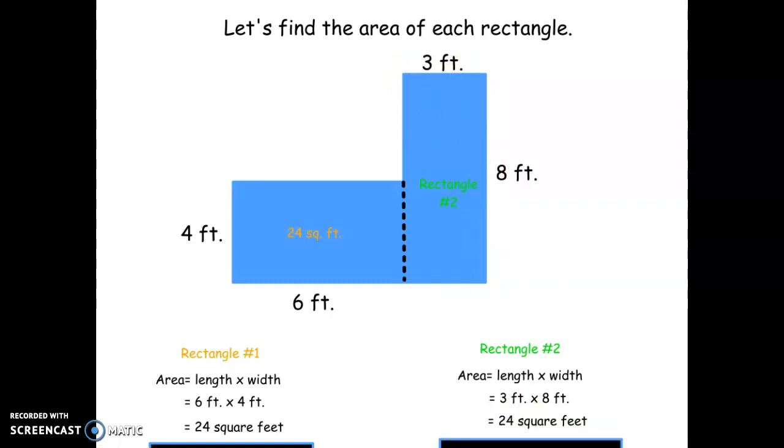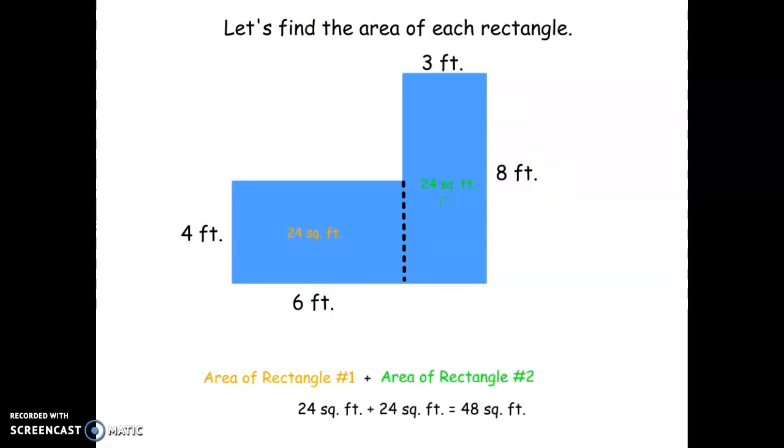Do you think we're done? Not quite. There's still one more step. Let's take a look at what has to happen next. We have 24 square feet of area for this rectangle, 24 square feet of area for this rectangle. Any ideas of what we're going to do to find the total area of the entire figure? We're going to add 24 square feet for this rectangle plus 24 square feet of this rectangle equals a total of 48 square feet. Wow, that was quite a problem to work through, mathematicians.